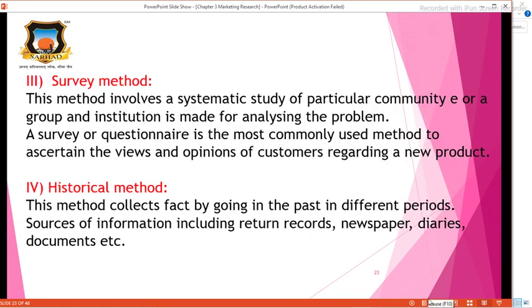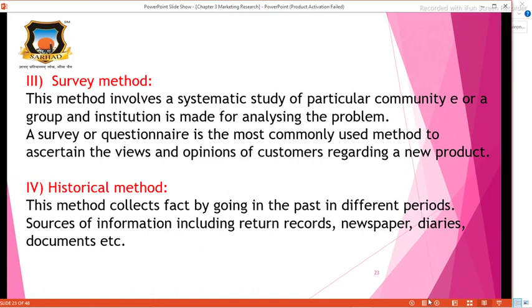Next is the survey method. This method involves a systematic study of a particular community or a group, and the investigation is made for analyzing the problem. A survey or a questionnaire is the most commonly used method to ascertain the views and opinions of customers regarding a new product.